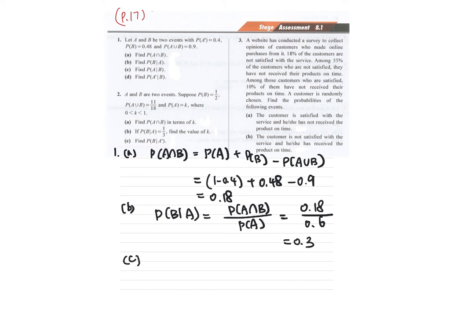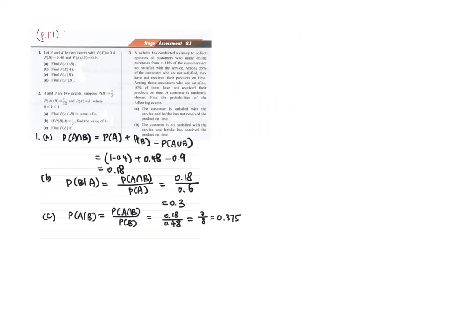And then part C, probability of A given that B has the probability of B as the denominator, and then the numerator is A and B. So the probability here is 0.18 over 0.48. So that's why it is 3 over 8, which is 0.375.